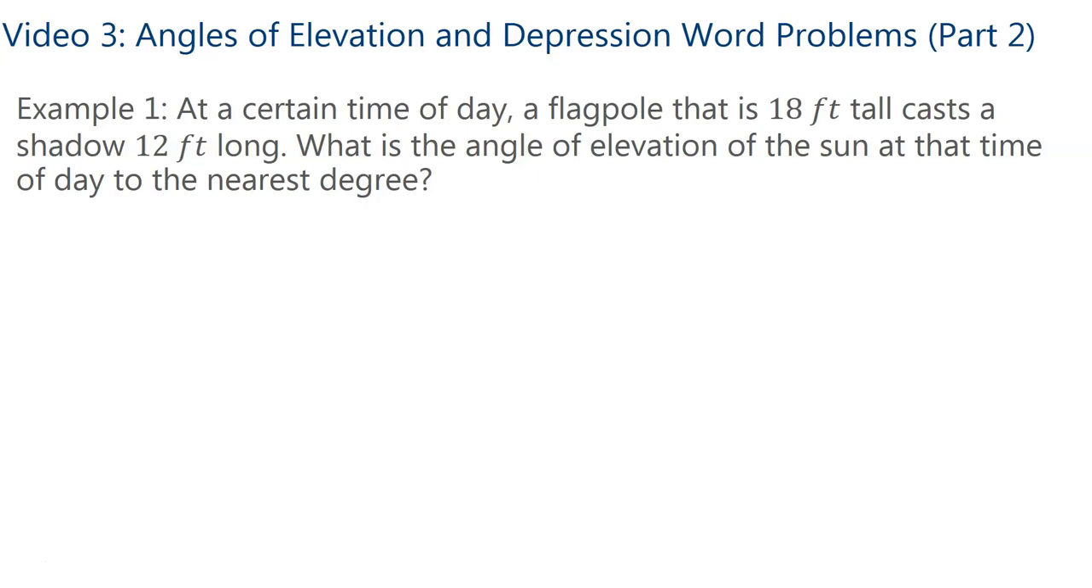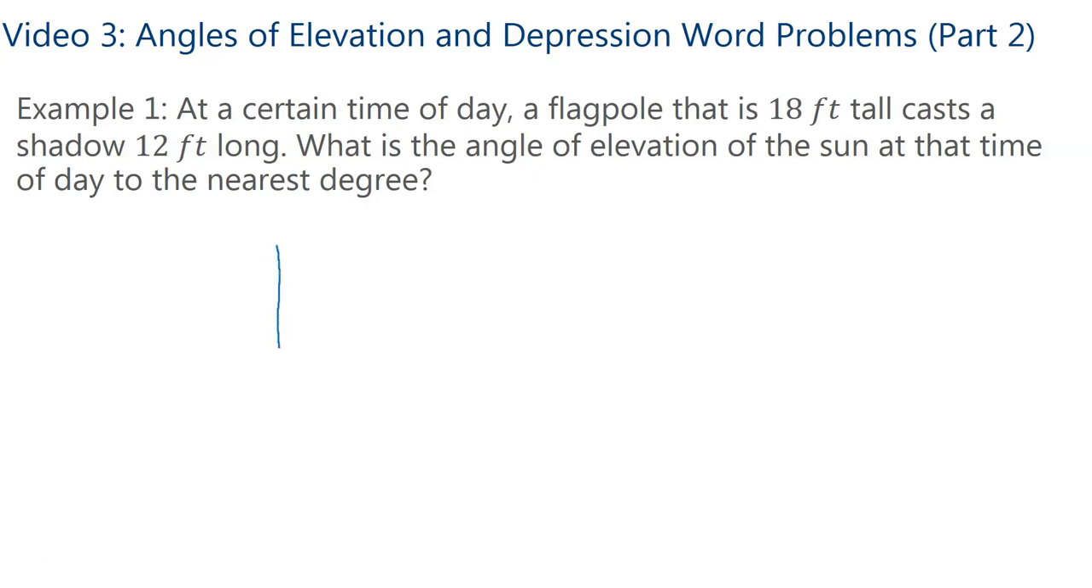So example 1. At a certain time of day, a flagpole that is 18 feet tall casts a shadow 12 feet long. What is the angle of elevation of the sun at that time of day to the nearest degree? So we'll start by drawing a diagram.